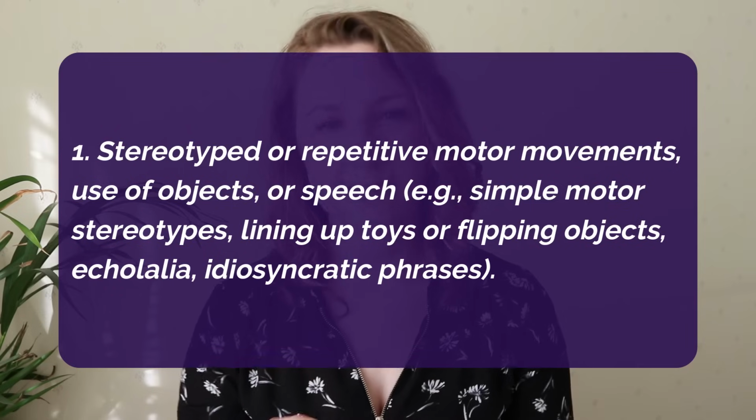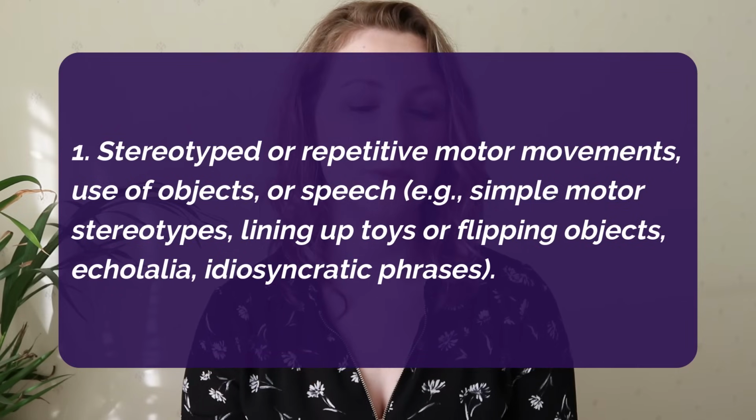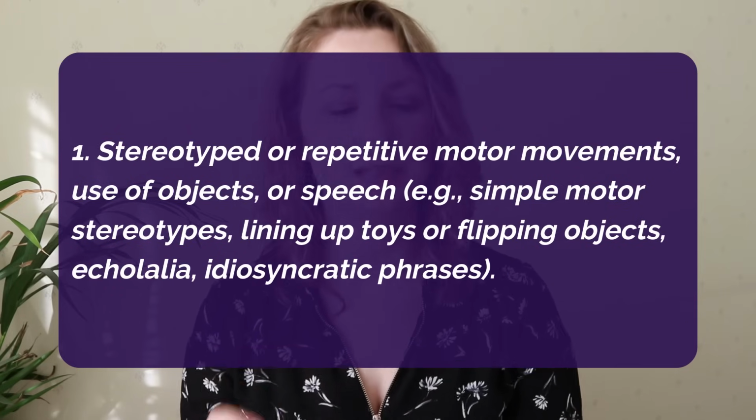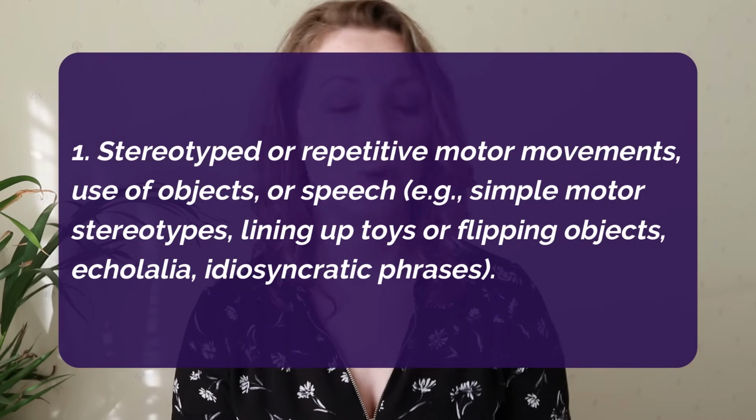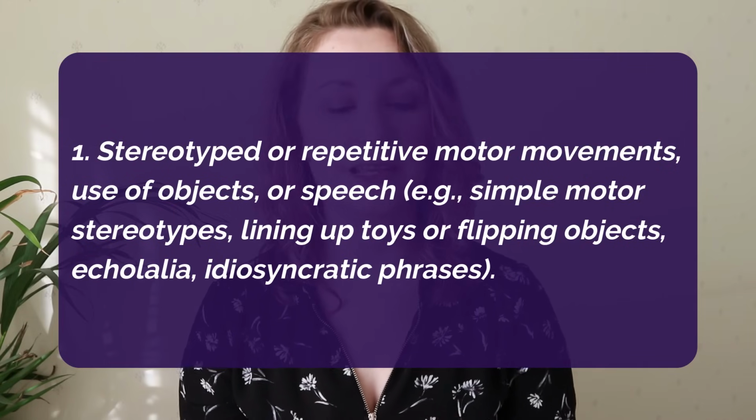Let's start with number 1. Stereotyped or repetitive motor movements, use of objects or speech, e.g. simple motor stereotypes, lining up toys or flipping objects, echolalia, idiosyncratic phrases. So what we're talking about here is stimming, which is kind of short for self-stimulatory behaviour. Whether it's stimming with your hands, flapping your hands, repetitive movements like this, vocally stimming, such as making animal noises or something. A lot of autistic people do a lot of meowing, or copying other people's phrases, or copying things that you just said, which is called echolalia.